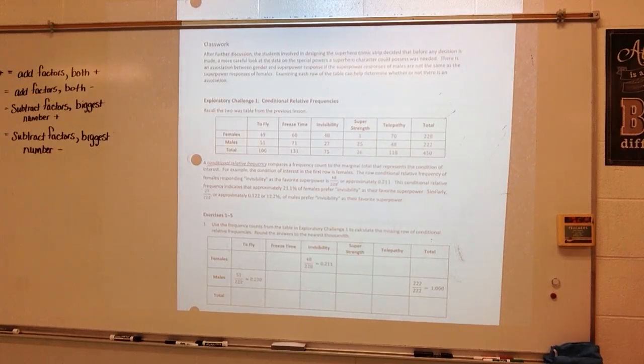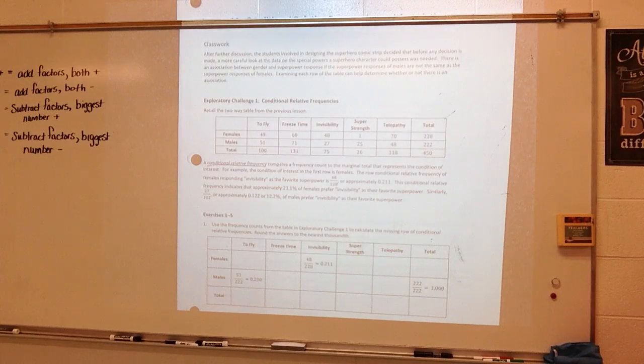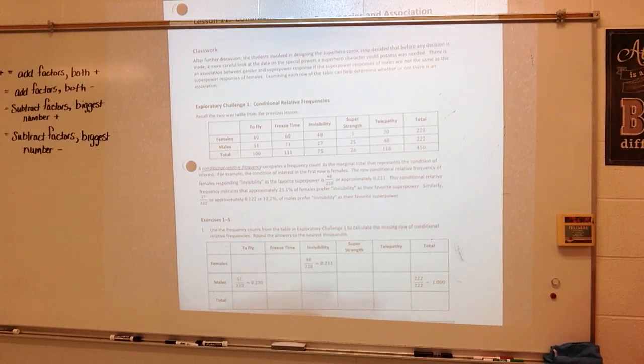Alright, so how is relative frequency calculated? Well, it's calculated by dividing the frequency by the total observations, or the number that chose that power, over the total number of males or females, whichever one you're looking at. How could we determine the relative frequency for only the female students? Well, we can determine this by dividing the frequency by the total number of females. Conditional relative frequencies are found by dividing the frequency by the marginal total.